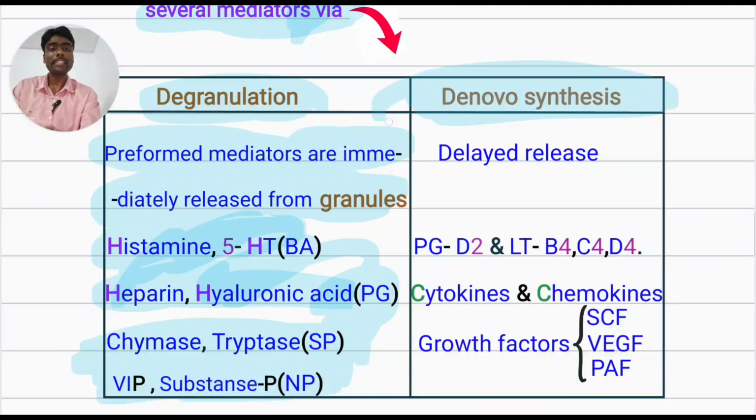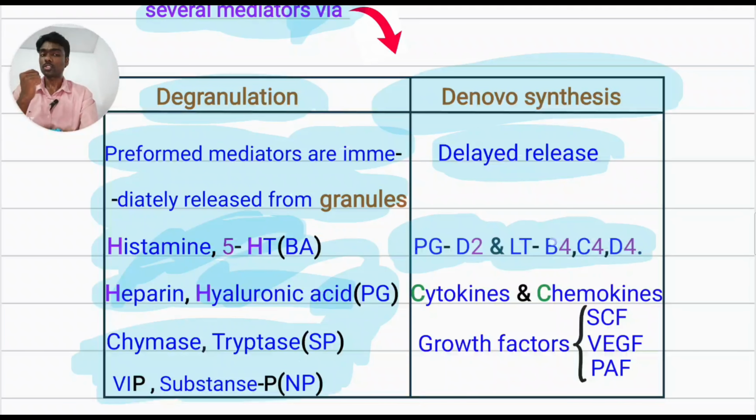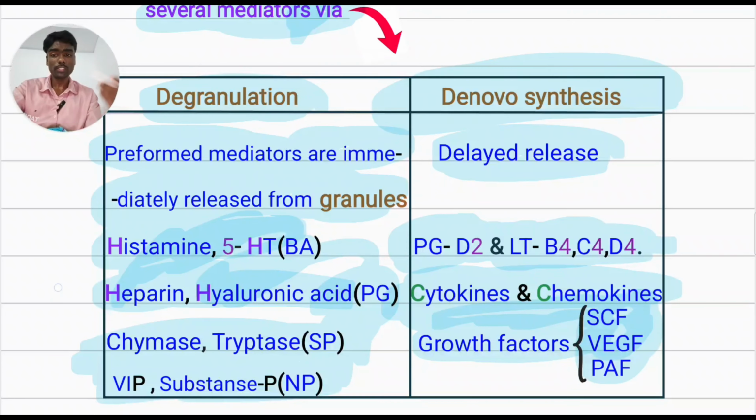Another thing is de novo synthesis. Mast cells upon activation will start synthesizing freshly, so there will be a delay in its release. For example, prostaglandin D2, leukotrienes like B4, C4, D4, cytokines, chemokines, growth factors. All these are because of de novo synthesis.